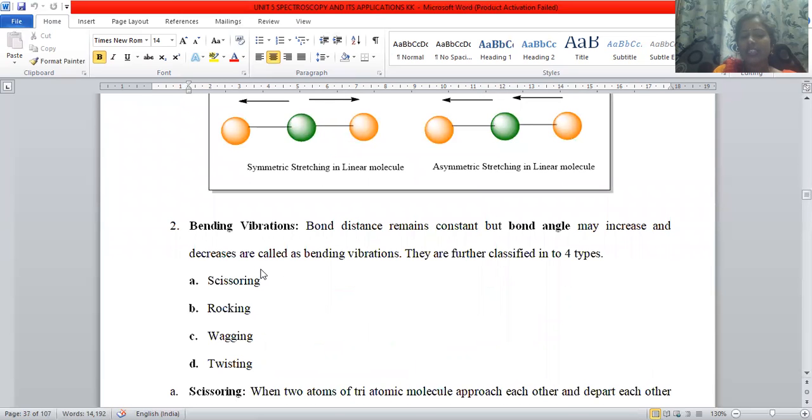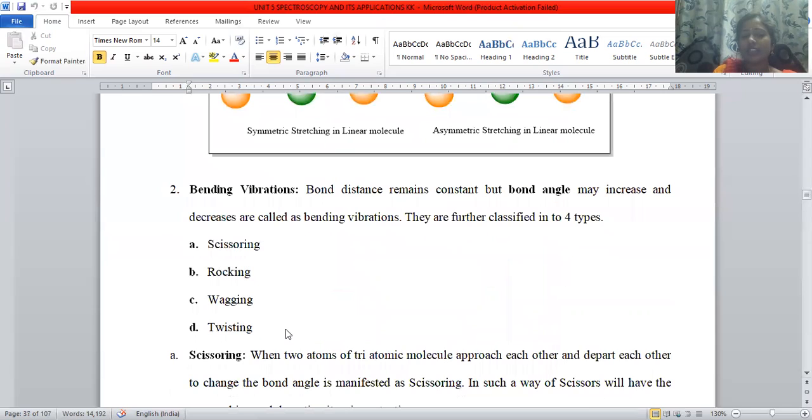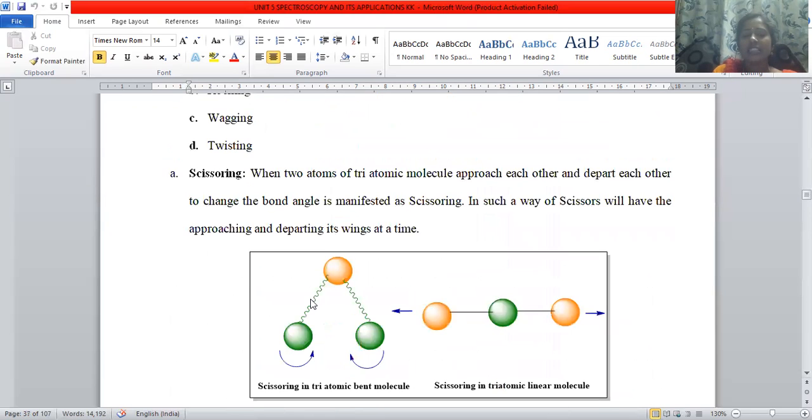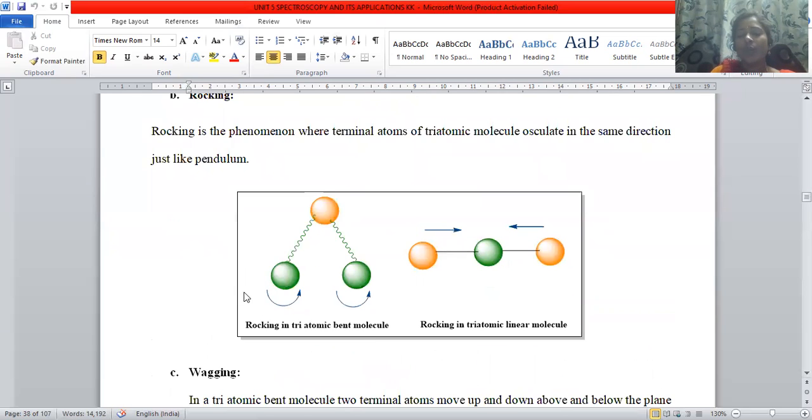Next is about bending, which is the least energetic type of transition, and is associated with four subcategories: scissoring, rocking, wagging, and twisting. Scissoring stands for whenever terminal atoms are coming inside and going outside, just like scissors. How scissors work, in the same way here atoms are getting inside and going outside. Rocking is whenever terminal atoms are subjected to oscillation like a pendulum, so that two atoms are moving in one direction and also coming back in the opposite direction.